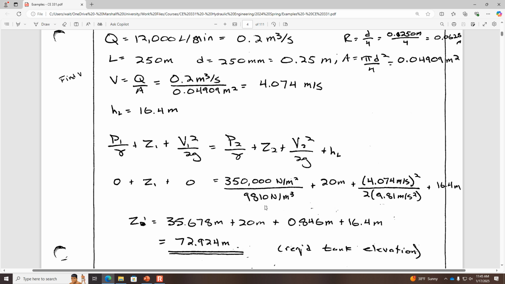Plus, it has to be another 20 meters high for the elevation of that building being 20 meters above the datum. Plus, you need to add 0.846 meters of energy for the velocity head, which is pretty small. That's why sometimes velocity head gets neglected, because it contributes very little. Even when the water's moving extraordinarily fast, like I told you, 4 meters per second is considered quite speedy, it's still just 0.8 meters of elevation head. And then the 16 meters of elevation head, which is associated with head loss.